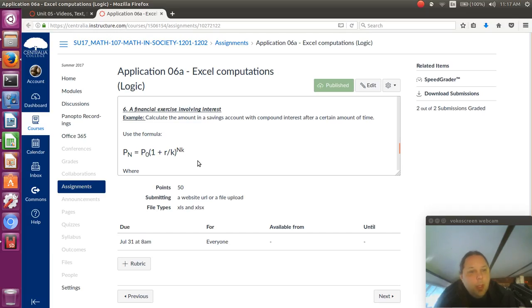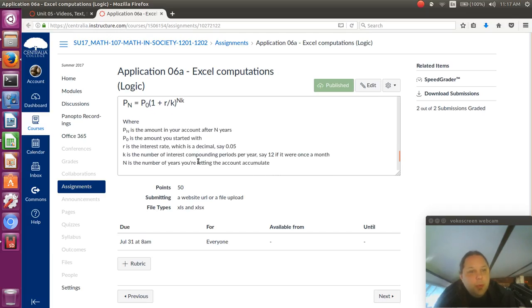So we need to define these variables. Pn is the amount in my account after n years. P0 is the amount I start with. R is the interest rate. I get to pick it. Well, the bank picks it. K is the number of interest compounding periods per year. If it's once a month, then that would be 12. And n is the number of years.